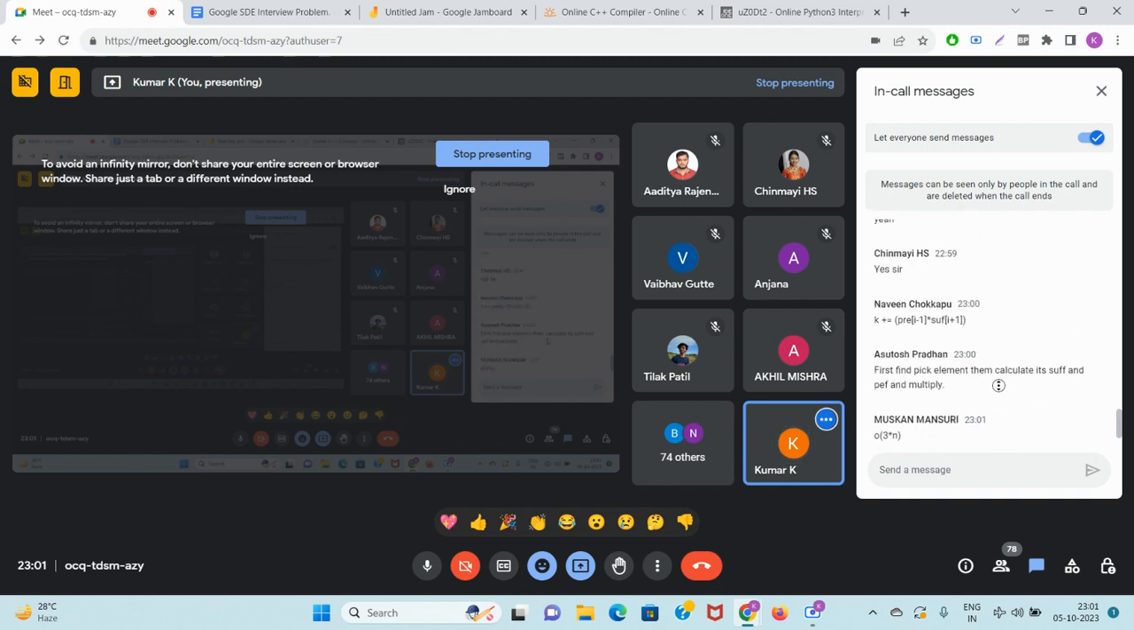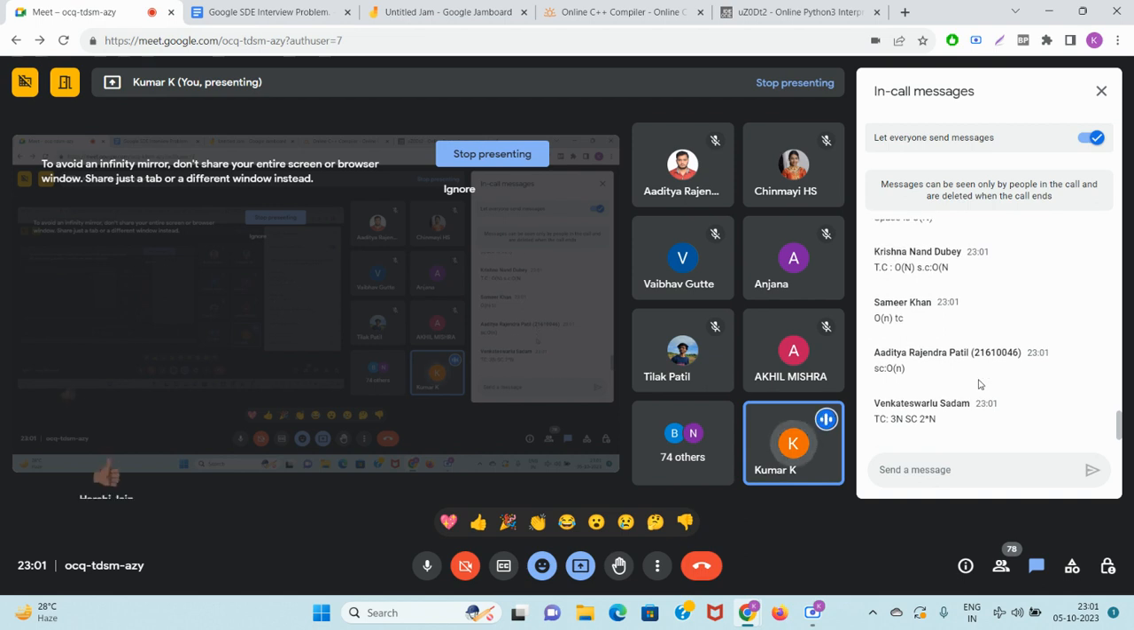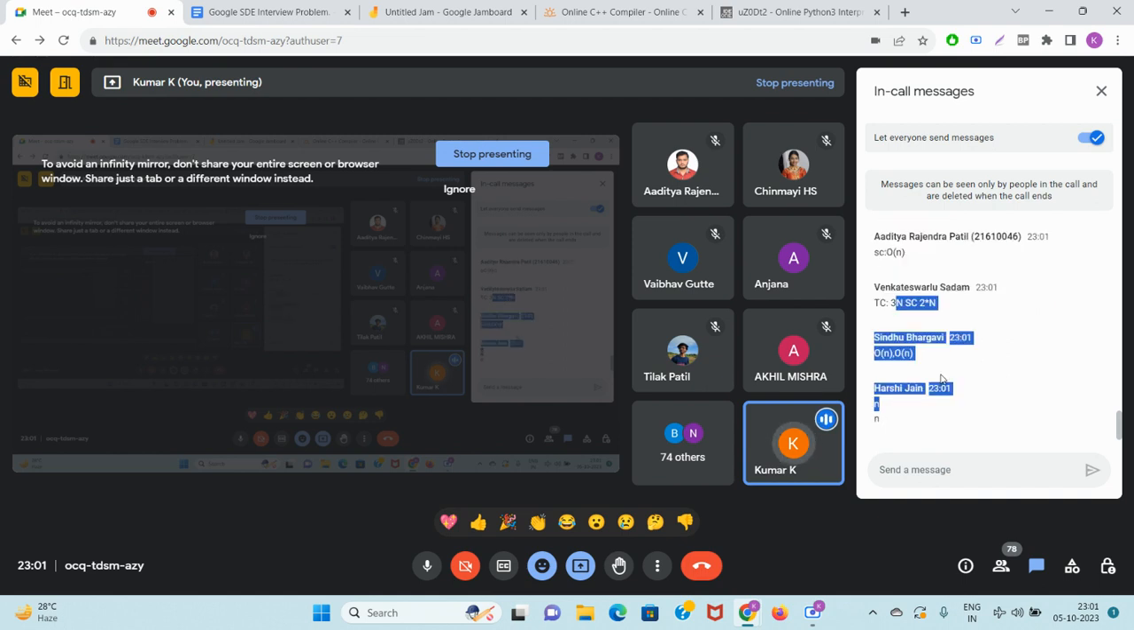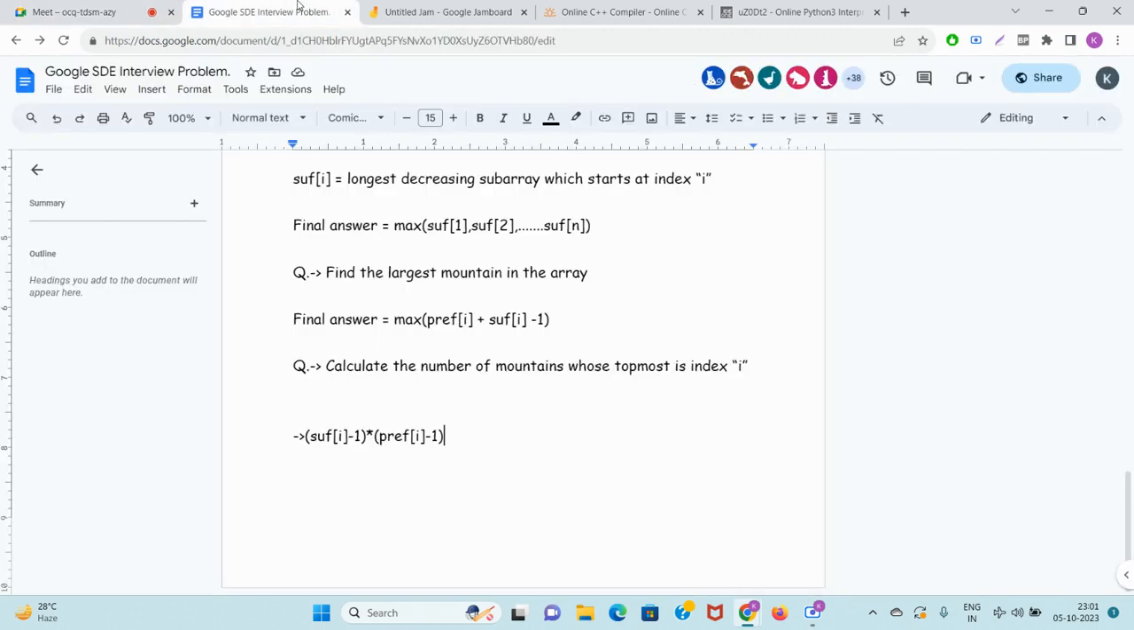Yes, Venkatesh, it is correct. But in the interview, you should say that these are the total number of operations and the total space. The space complexity, we ignore the constants. So, ignoring the 3n and 2n, I can say that the space complexity is O of n.